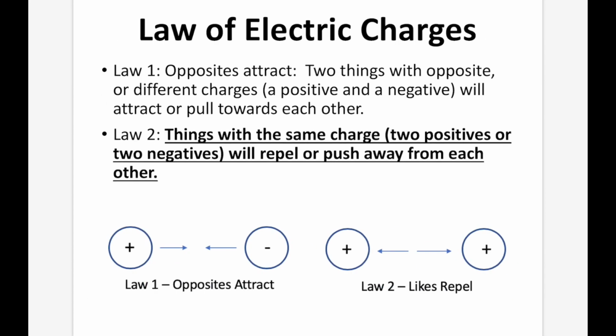Law of electric charges. Law number 1, opposites attract. Two things with opposite or different charges, so for instance a positive and a negative, or a negative and a positive, will attract or pull towards each other. Law number 2, things with the same charge, so two positives or two negatives, will repel or push away from each other. So you have law number 1 here, where opposites attract, and law number 2, where the likes are going to repel each other.